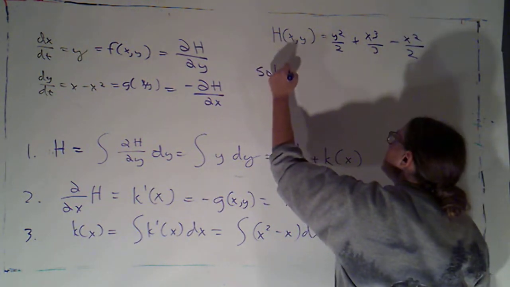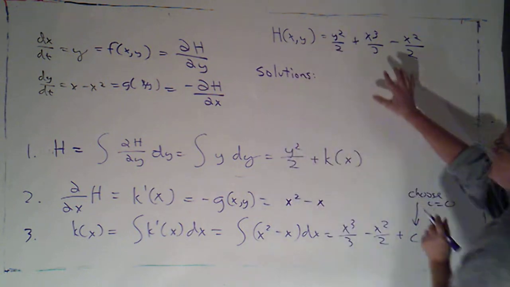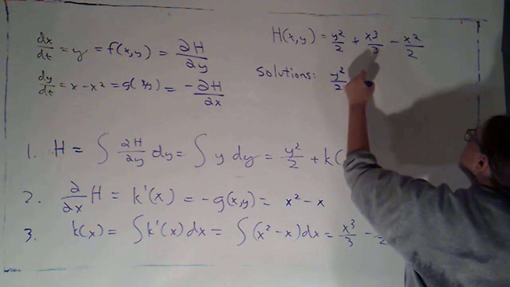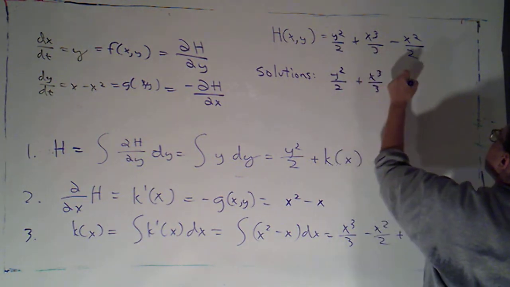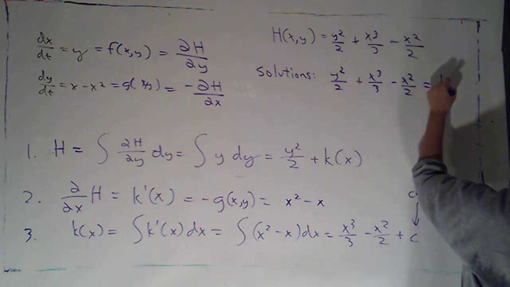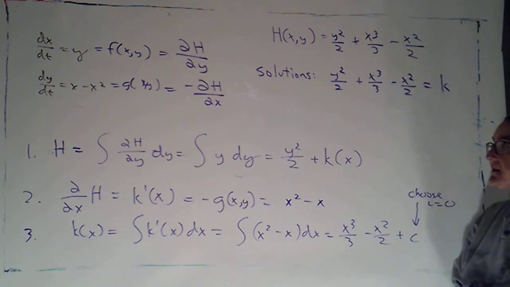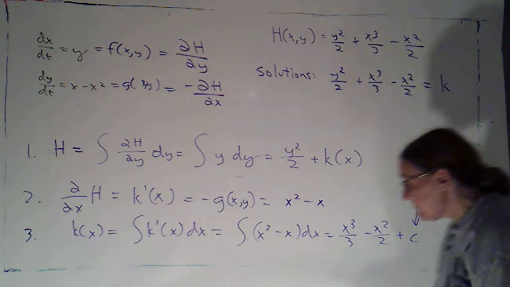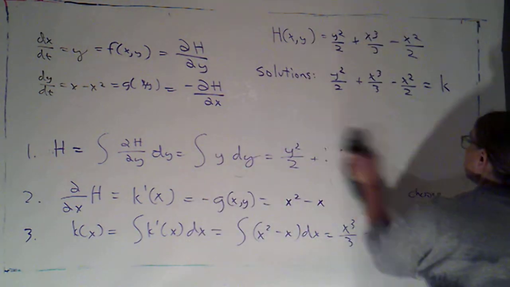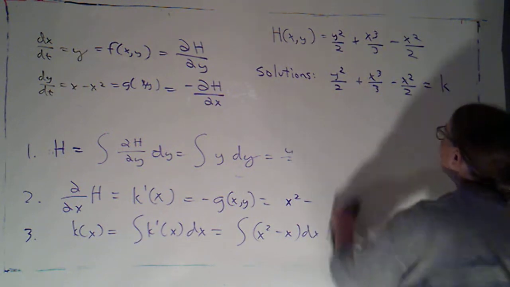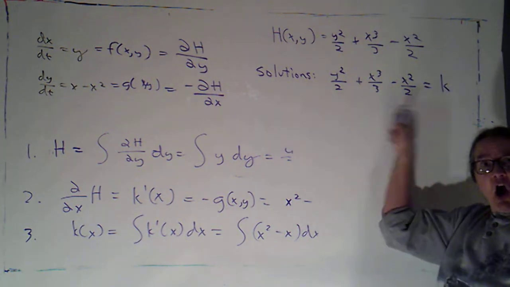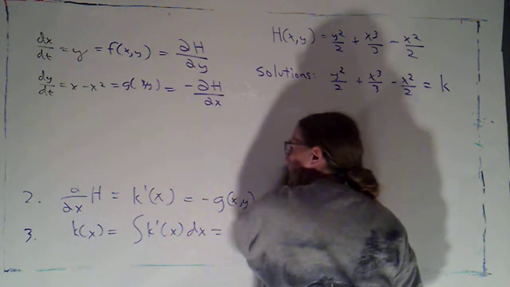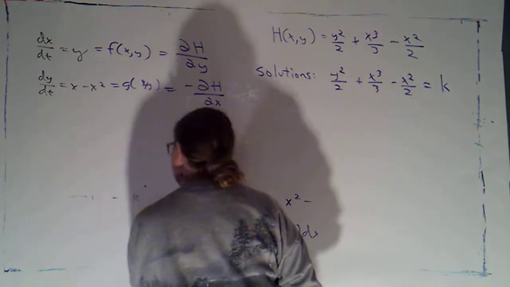And so my solutions are the level curves for this function. So that would be y squared over 2 plus x cubed over 3 minus x squared over 2 equals k for some constant k. So, very nice. We have successfully found our Hamiltonian function. Now, I don't off the top of my head know what curves like that look like. That's not one of those curves in 2 space that I'm super familiar with.